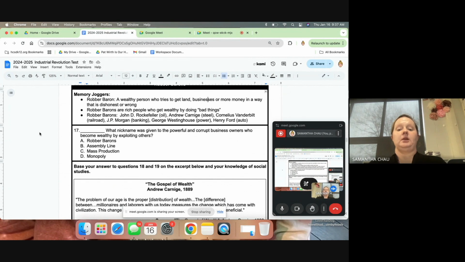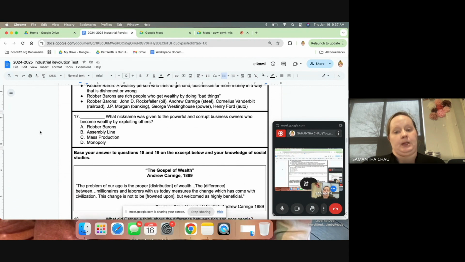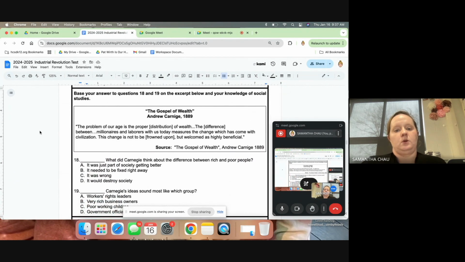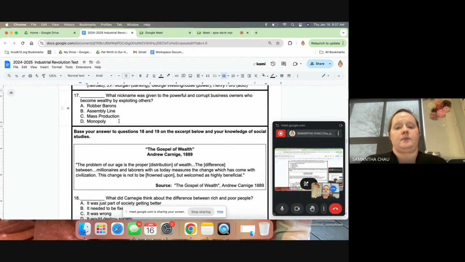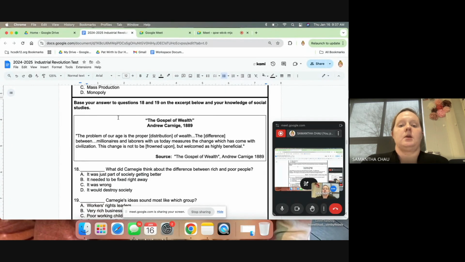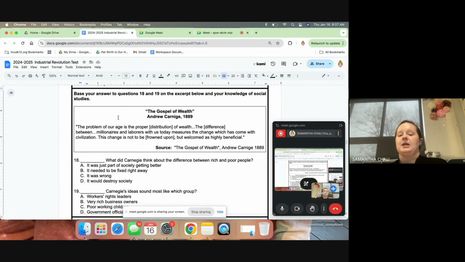Number 17. What nickname was given to the powerful and corrupt business owners who became wealthy by exploiting others? Robber baron, assembly line, mass production, or monopoly? Oh, I forgot to highlight that. Okay. Number 18 and 19 are going to be based off of this reading.